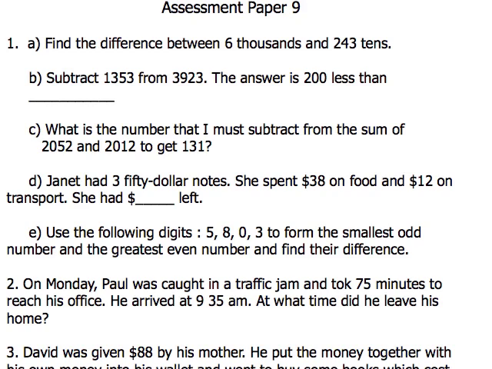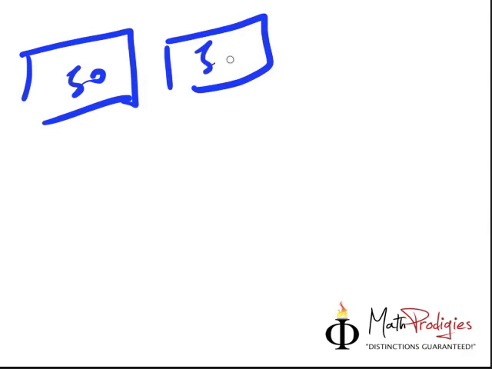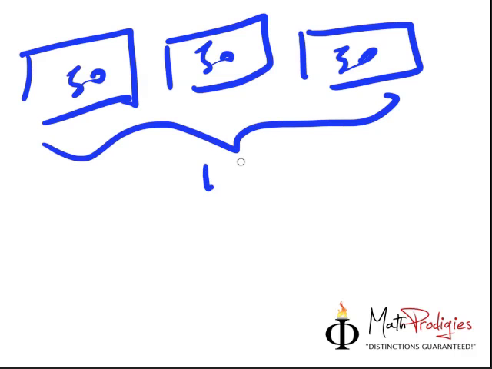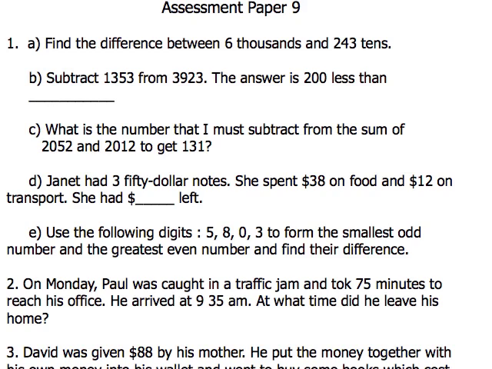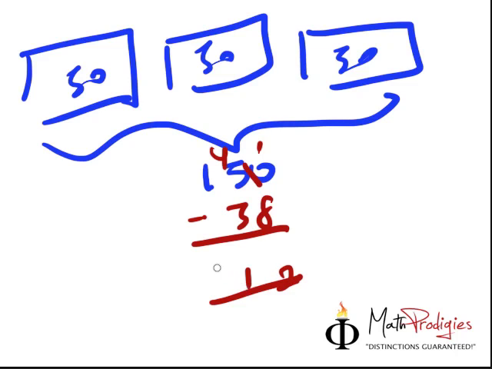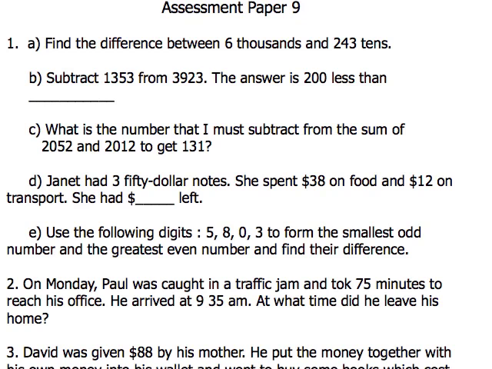Let's move on to part D. Janet had 3 $50 notes. Now, 3 $50 notes. 50, 50, 50. How much is it together? 50 times 3 or 50 plus 50 plus 50 gives me 150. Question, she spent $38 on food and $12 on transport. How much did she have left? So simple. So we minus $38 on food. 150 minus 38, we will have 112. 112 minus $12 for transport gives you $100. So the answer is $100. Good job. We're moving really fast here.